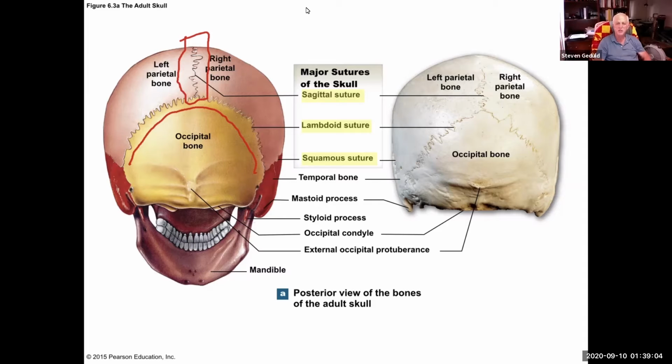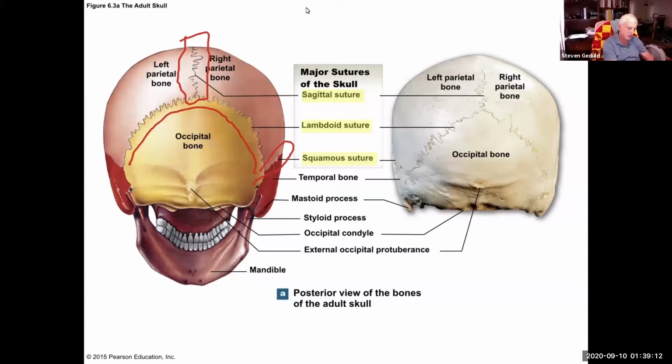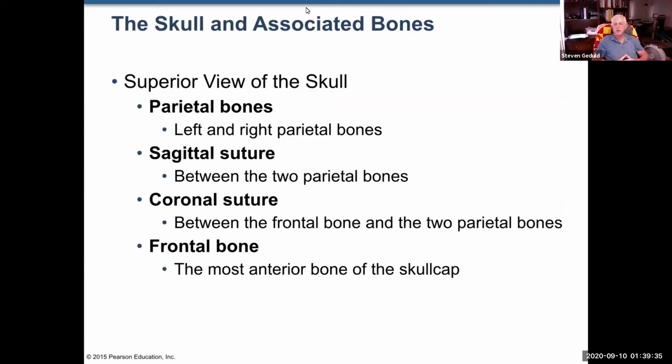Sagittal suture, your lambdoid suture. Then there's a squamous suture on the side. The squamous suture travels between your temporal bone, which is on the side, and your parietal bone. So you need to know the three sutures: sagittal suture, lambdoid suture, and squamous suture. You have the parietal bones, which are on the left and right sides of the skull. You have the sagittal suture, which is between the two parietal bones.